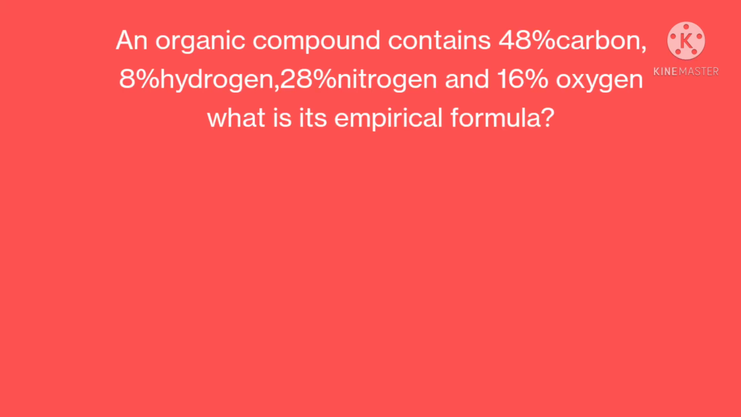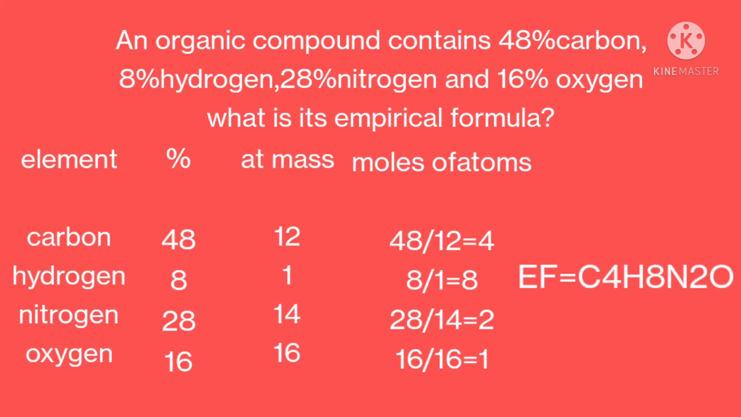An organic compound contains 48% carbon, 8% hydrogen, 28% nitrogen, and 16% oxygen. What is its empirical formula? To find out empirical formula, we divide the percentage by atomic mass. So carbon 48 divided by 12 is 4, hydrogen 8 by 1 is 8, nitrogen 28 by 14 is 2, and oxygen 16 by 16 is 1. So empirical formula will be C4H8N2O.